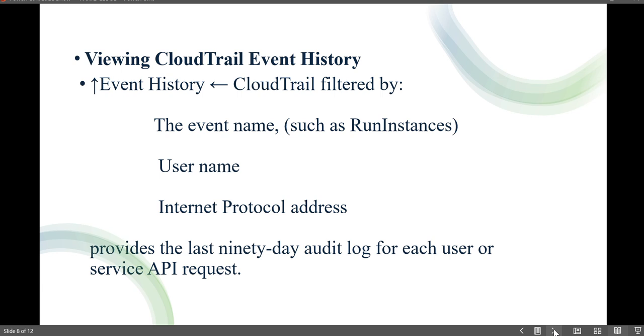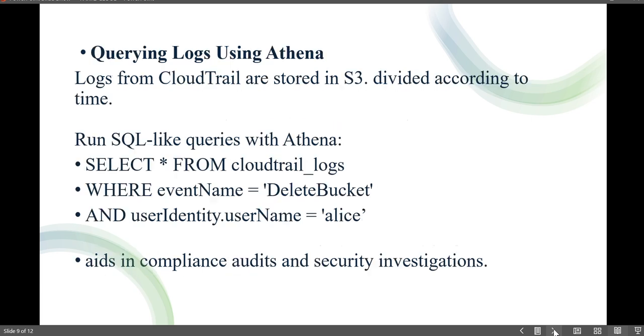Once CloudTrail is enabled, you can view event history in the console. You can filter logs by user, IP address, event names, or resources. For instance, you can track who stopped an EC2 instance or deleted an S3 bucket. CloudTrail gives you visibility into every API call, which is critical for security audits and troubleshooting.